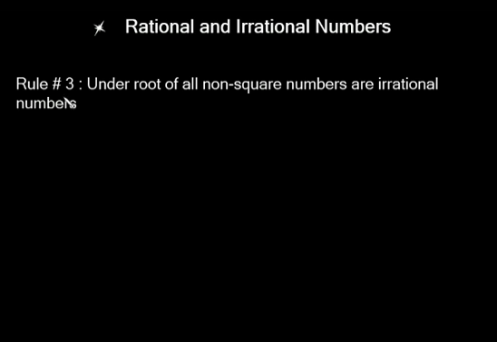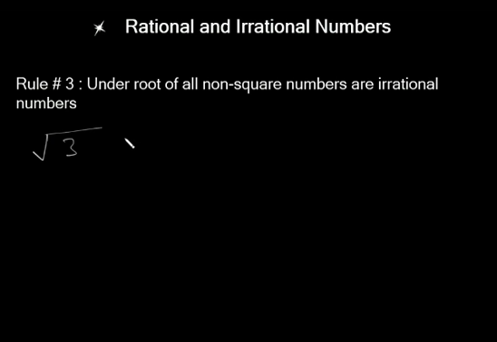Now the last and final rule is rule number 3 about rational and irrational numbers. It says the square root of all non-square numbers are irrational numbers. What does it mean? It says square root of non-square numbers. Non-square means you can write like 3. 3 is a non-square number. It is an irrational number.